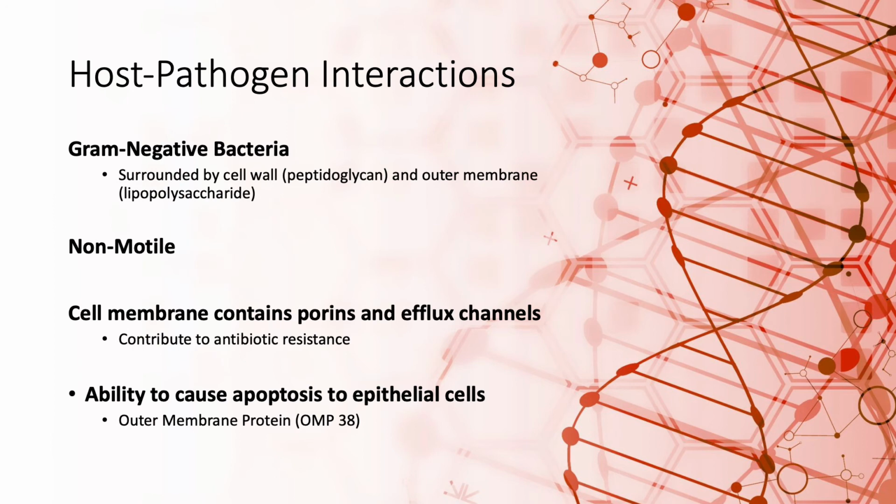And so this pathogen is a gram-negative bacteria, which means it contains a cell wall and an outer membrane. And even though it is non-motile, which means it lacks a flagella, it does contain porins and efflux channels, which contribute to its antibiotic resistance. And Acinetobacter baumanii can also cause apoptosis to epithelial cells, as it contains an outer membrane protein called OMP38.